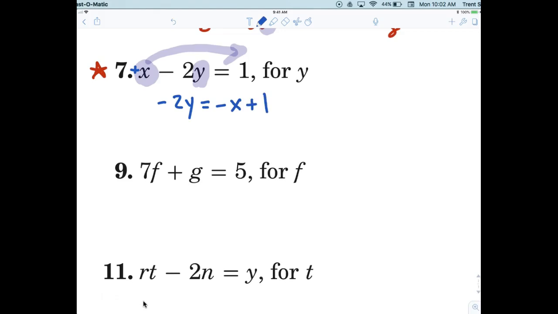Now, can I combine the x and the 1? No, I cannot combine the x and 1 because they're different. If they were x's, we can combine them. But they're not x's, so we cannot. Is everybody good with this? All right. So now, Hubble, what do you think I have to do?